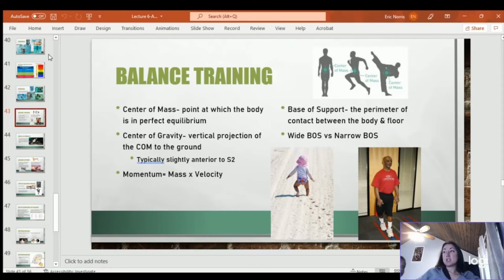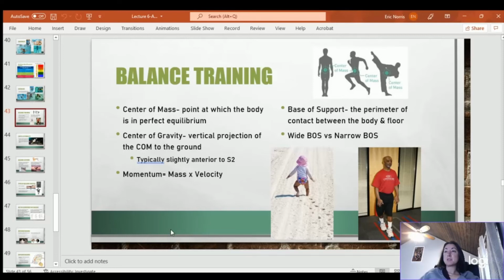Now we're going to switch gears and go to balance training. With balance training, the center of mass is very important. That's the point at which the body is in perfect equilibrium, versus center of gravity, which is the vertical projection of the center of mass to the ground. It typically is slightly anterior to S2.